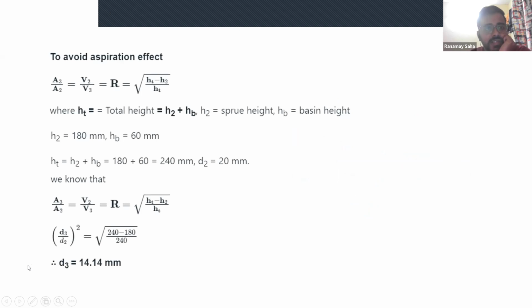Whenever you're designing a screw, the first and foremost thing you have to consider is avoiding the aspiration effect. Do you know what the aspiration effect is? The aspiration effect is related to trapping of air bubbles into the molten metal.